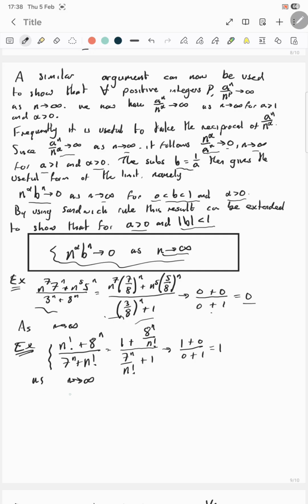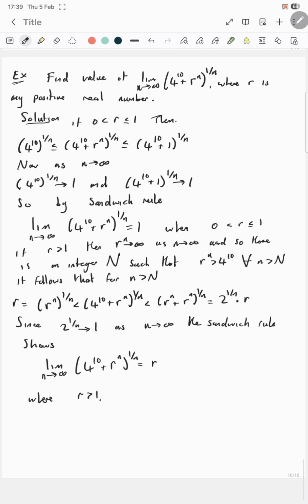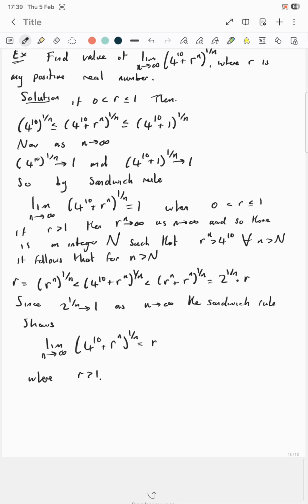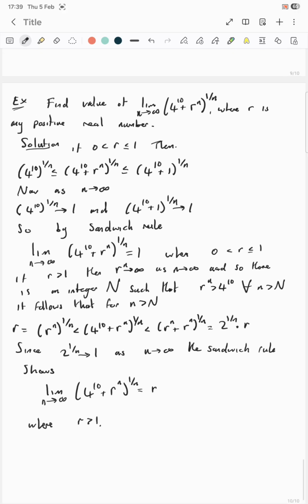And there's another example here with some factorials and powers. Now if we're dividing through again, we'll get 1 plus this term here, this term plus 1. So 1 plus 0 over 0 plus 1 equals 1 as n goes to infinity. As an example, we find the value of the limit as n goes to infinity of 4 to the 10th power plus r to the n, all raised to the power of 1 over n, where r is any positive real number.